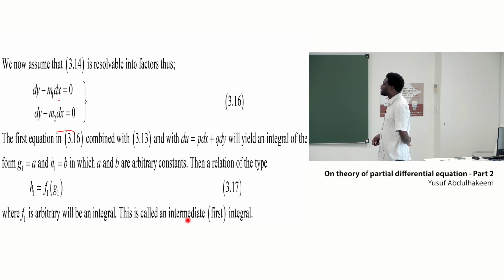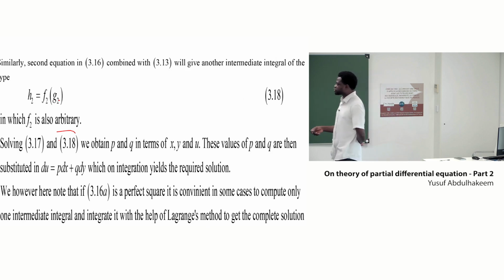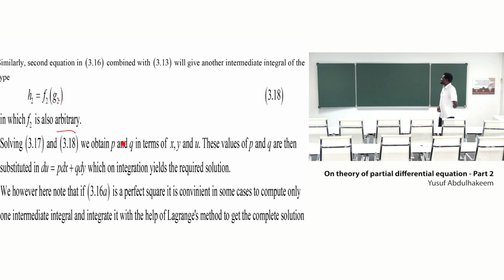So this is called an intermediate integral. That's this f here. Then similarly for h2, we can also have this, and then this f2 here also is arbitrary. So solving 3.17 and 3.18 will obtain p and q in terms of x and y and u.